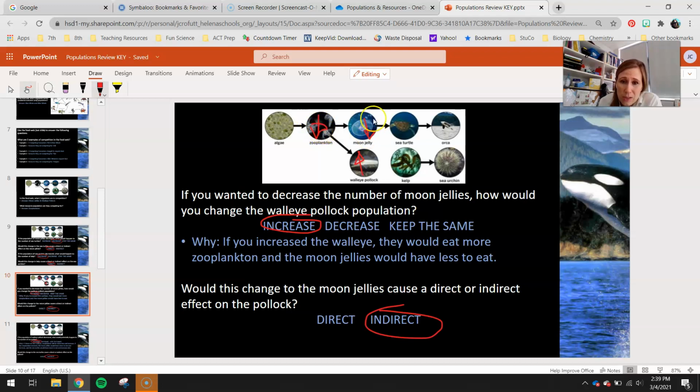And if our zooplankton goes down, then our moon jellies have less to eat. They're not going to be able to reproduce. We're going to have maybe less births, more deaths. That's going to decrease our moon jelly population. Okay, and again, that is going to be an indirect effect because they're not directly connected. There's no arrow connecting the moon jellies to the walleye pollock or anything. Okay? All right, moving on.